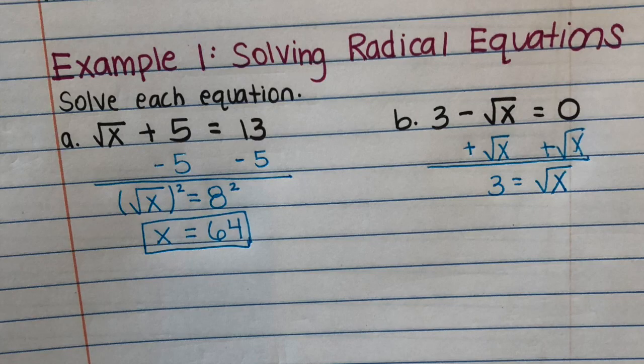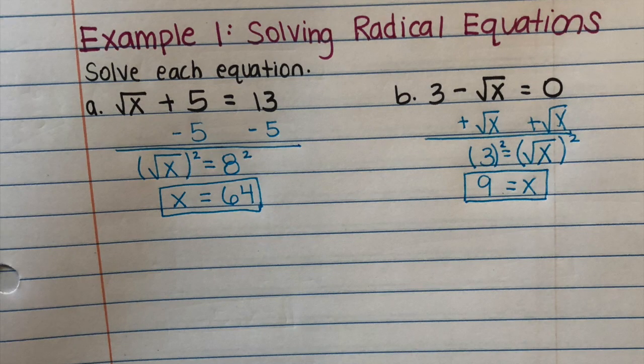In letter B, I have 3 minus the square root of x is equal to 0. My first step here, I decided to add the square root of x to both sides because I want to get x all by itself, so that kind of gets rid of that negative. And I'm left with 3 is equal to the square root of x. My last step here is to square both sides of the equation so that I can get rid of that square root symbol near the x. And I'm left with x is equal to 9, and that is my final solution.